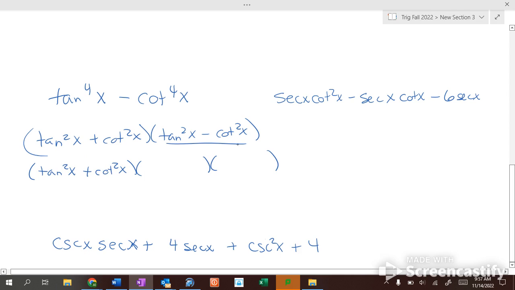Difference of squares, like this and this, does factor. So we're going to factor this more. How do we factor this? Well, that's tangent of x, plus and minus, cotangent of x, cotangent of x. Okay? Difference of squares.